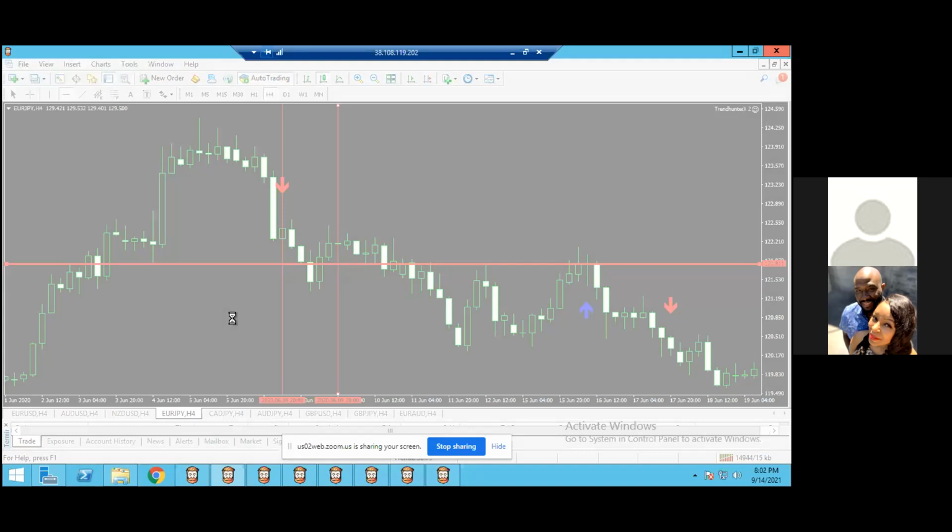And how much were you risking at this point in time? How much was the software risking per trade? 10% per trade. Yeah, 10% risk per trade. So 10% of your balance. Basically 10% of your balance.